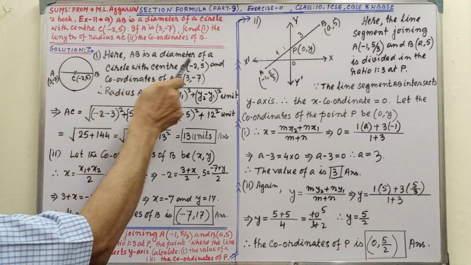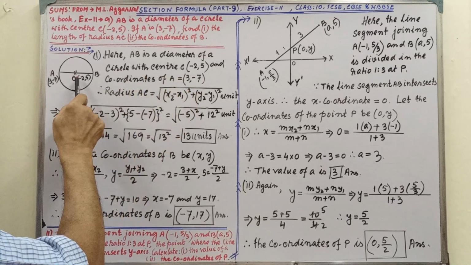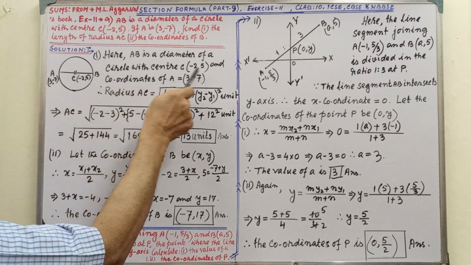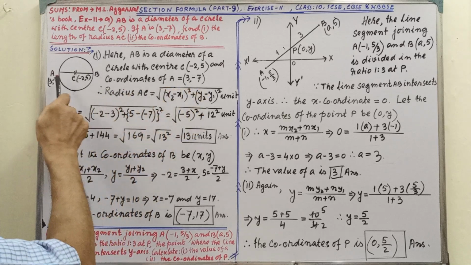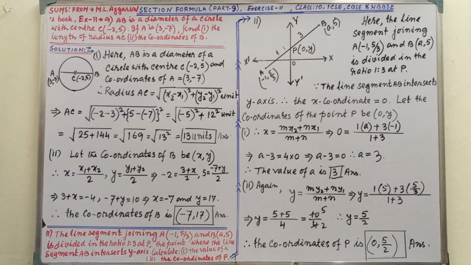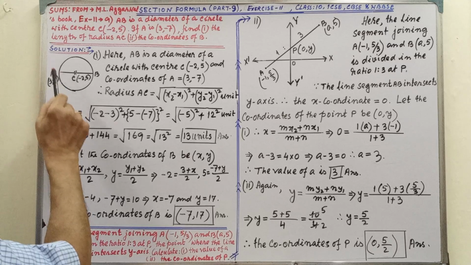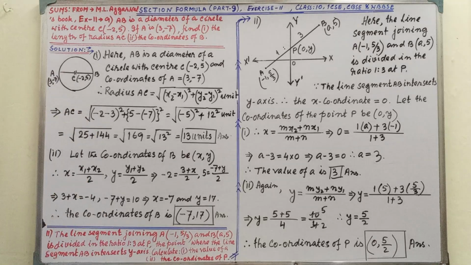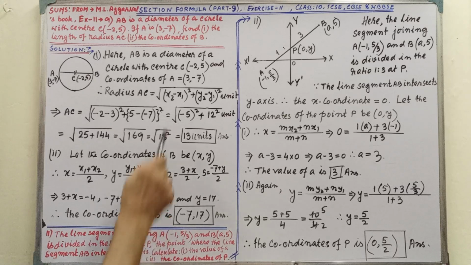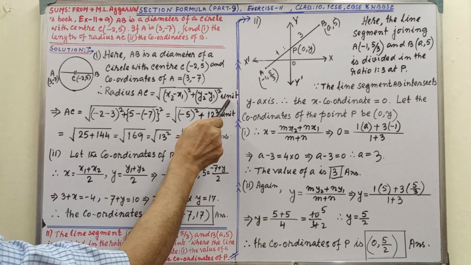Here AB is the diameter of the circle with center C. This is the center C, minus 2, 5, and the coordinates of A are given, 3, minus 7. We have to find out the radius. Radius, that is center to circumference, that is AC. AC is the radius and the formula, that is the distance between points A and C, is the square root of x2 minus x1 whole square plus y2 minus y1 whole square unit.